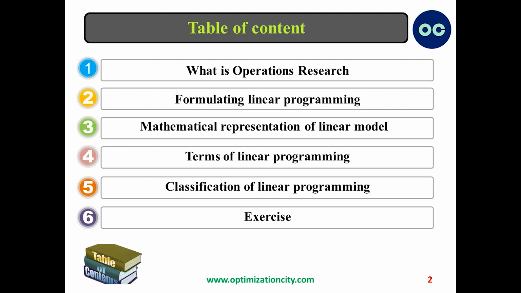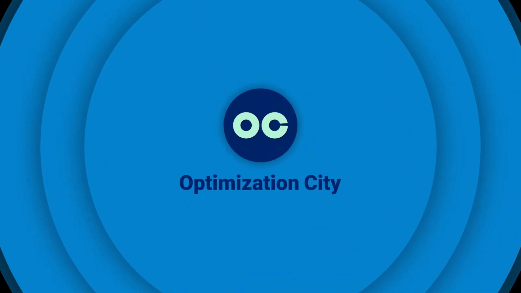Fourthly, we will be discussing the key terms used in LP, such as decision variable, objective function, constraint, feasible region, and optimal solution. Fifthly, we will be discussing the classification of linear programming. LP can be classified into different categories based on structure and characteristics. Finally, we will be doing exercises to put our knowledge of linear programming into practice.